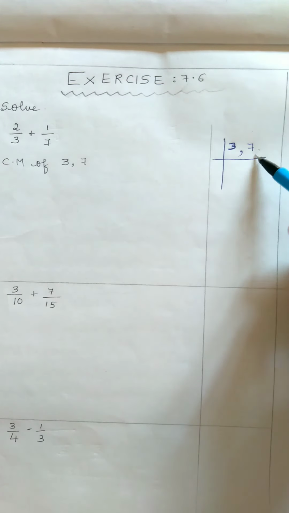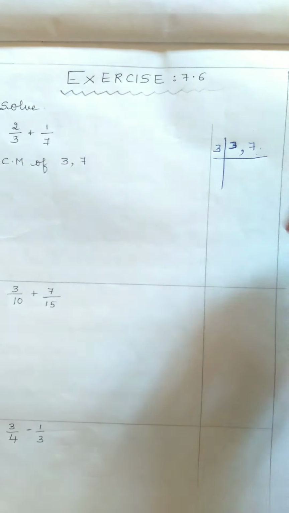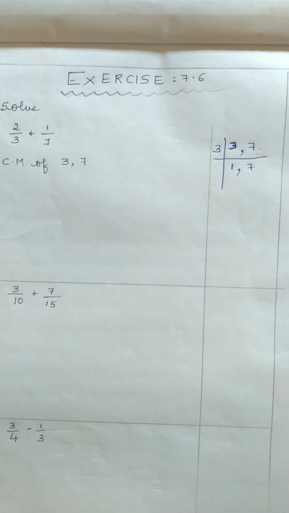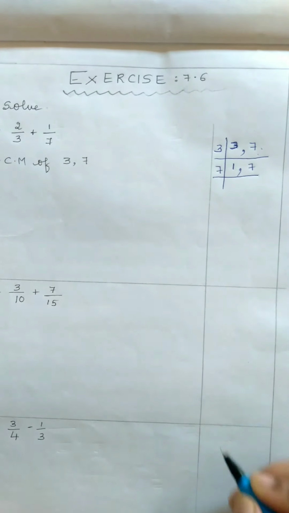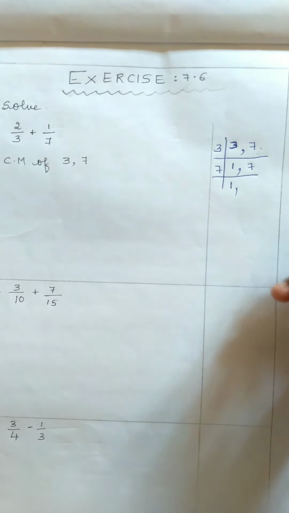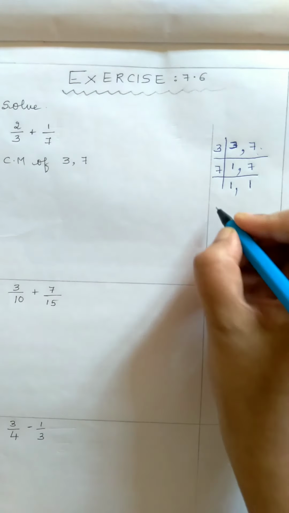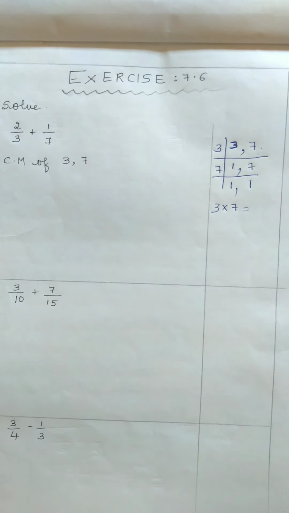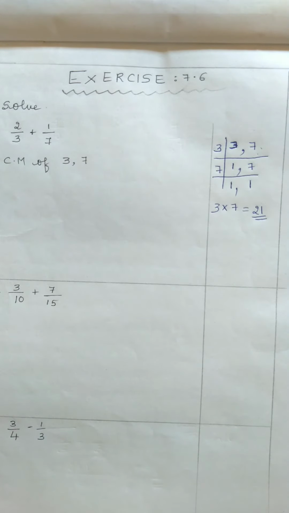Hence 3 and 7. First, let us divide by the 3. So that 3 ones are 3 and 7 as it is. Now we have 1 comma 7. So let us take 7. 7 1 as it is and 7 ones are 7. Therefore, multiply these values. 3 into 7. We got 7 3s are 21 as the LCM of 3 comma 7.